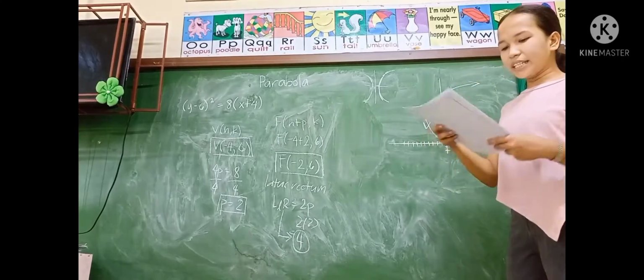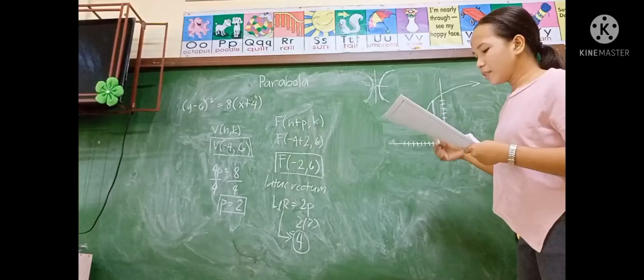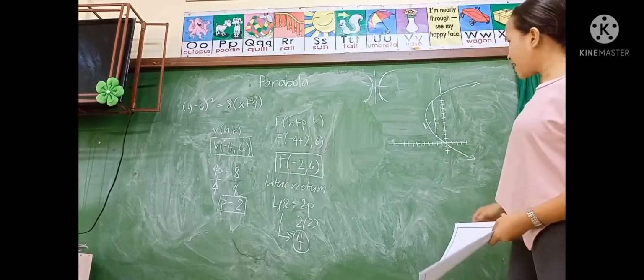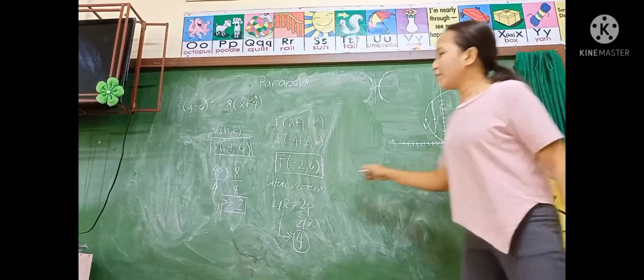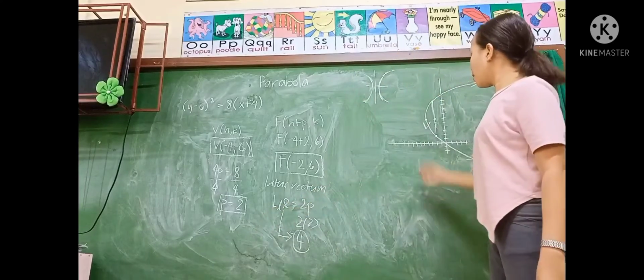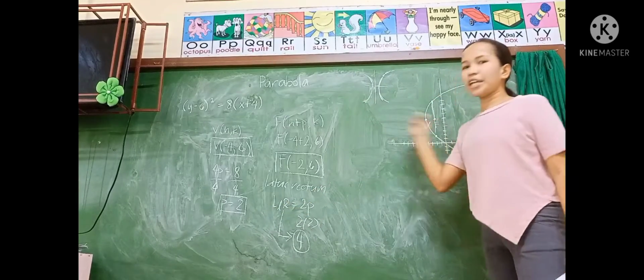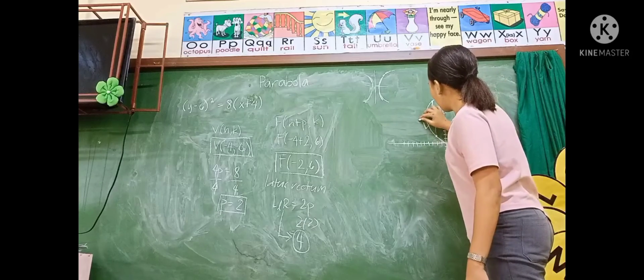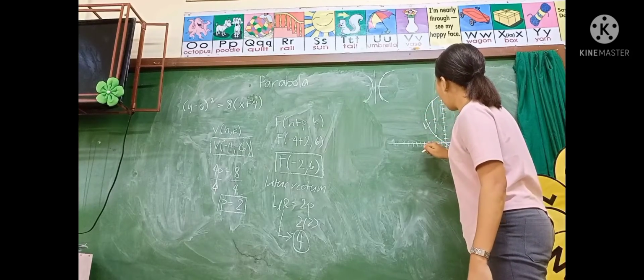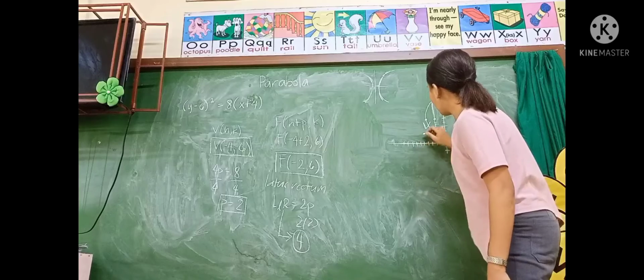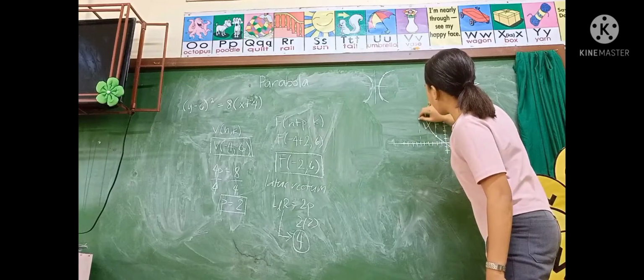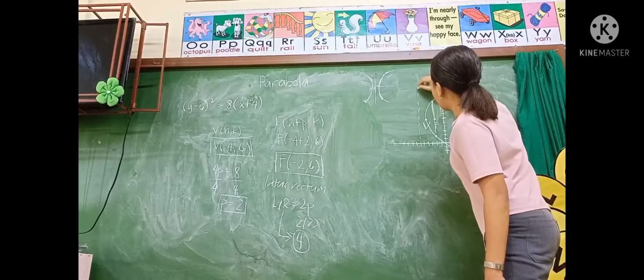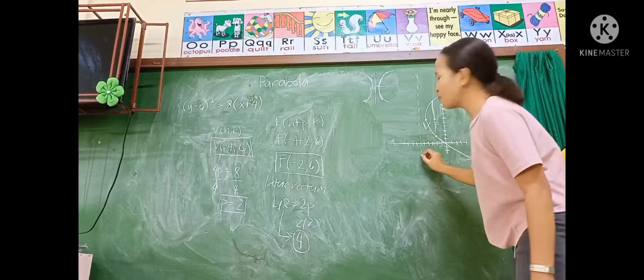Magkakaroon naman po tayo ng tinatawag na directrix. To find the directrix, mag-move tayo ng kung ilan yung result natin sa p. Mag-move tayo from vertex, papunta naman sa kabila. So, move tayo ng dalawa. 1, 2. So, magkakaroon tayo ng putol-putol na line.